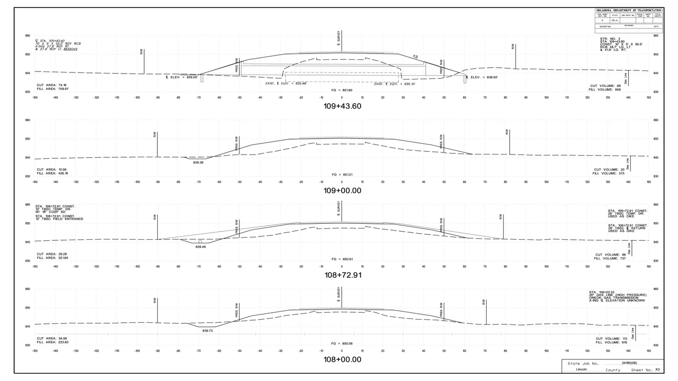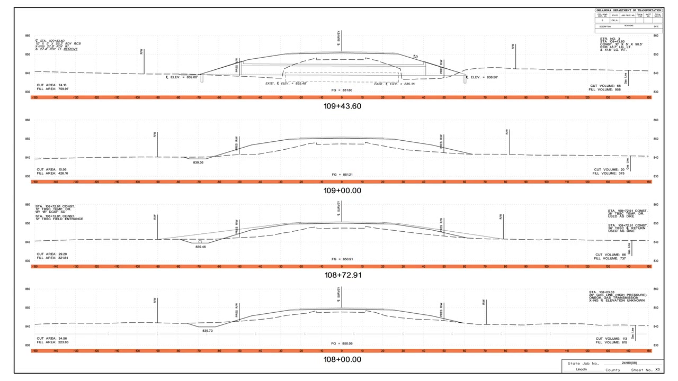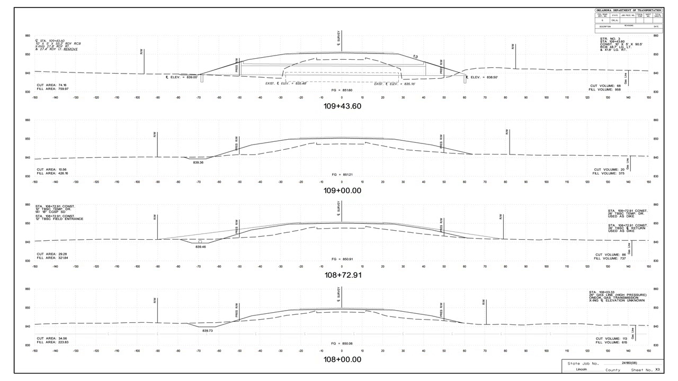Along the bottom of each cross-section template are the station, finished grade, FG, and distances left and right of center line of survey. Along the left and right edge of each cross-section template are elevations above sea level.